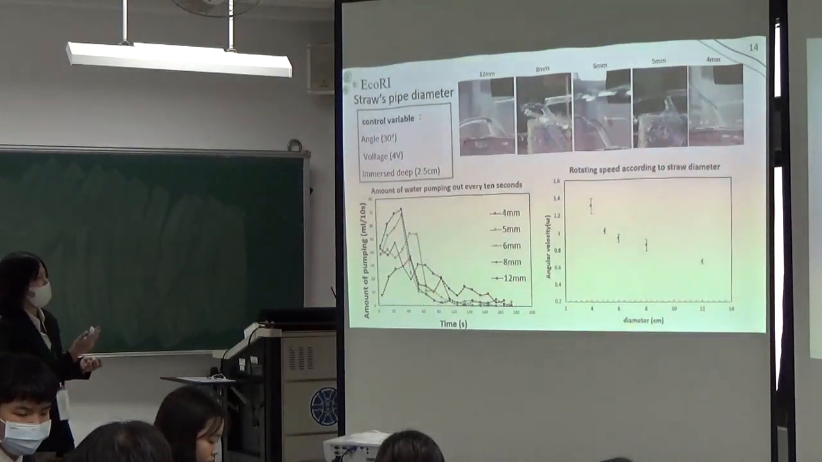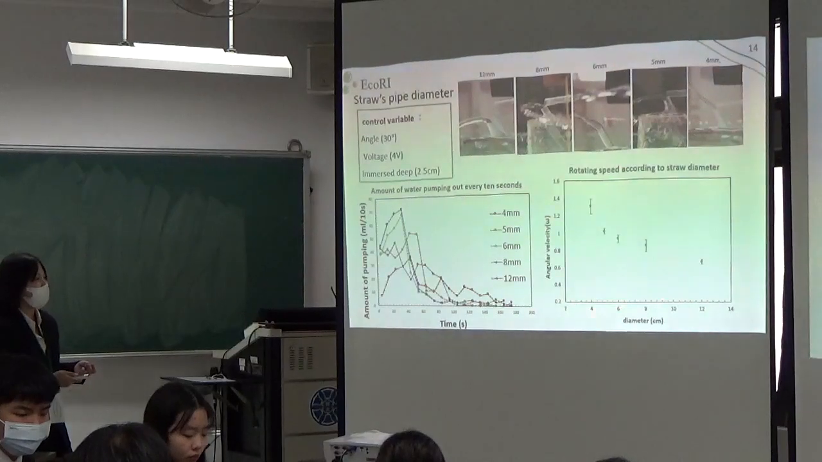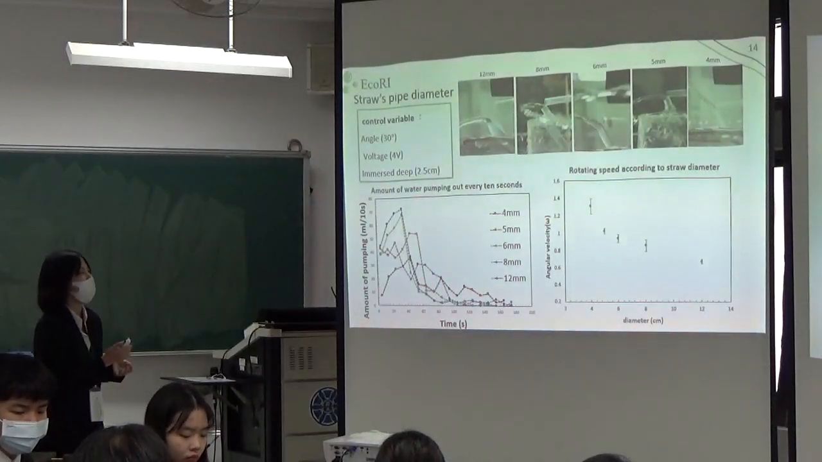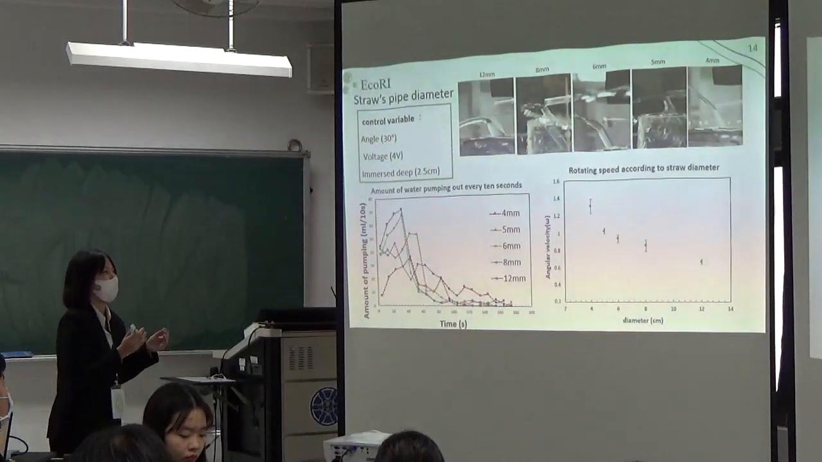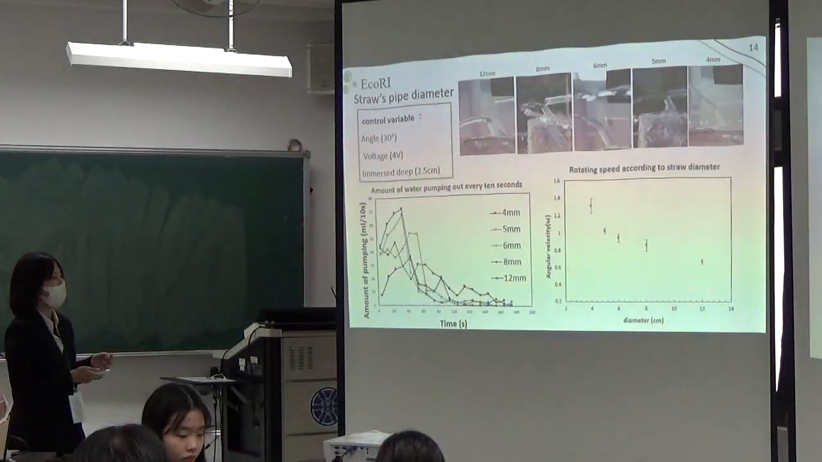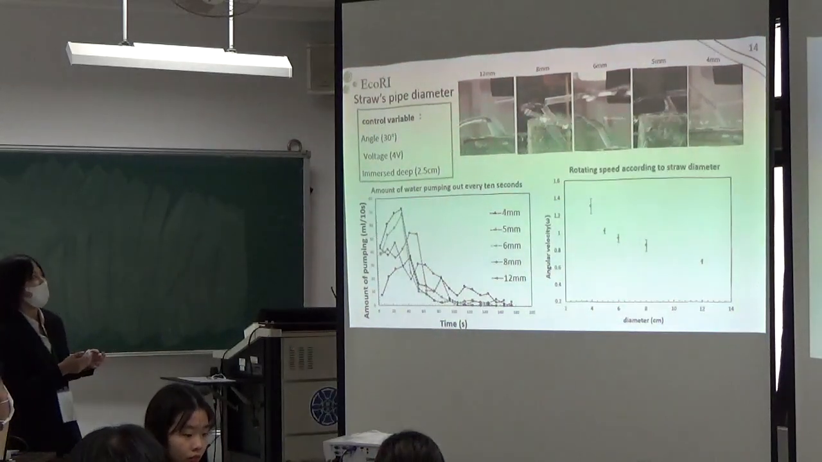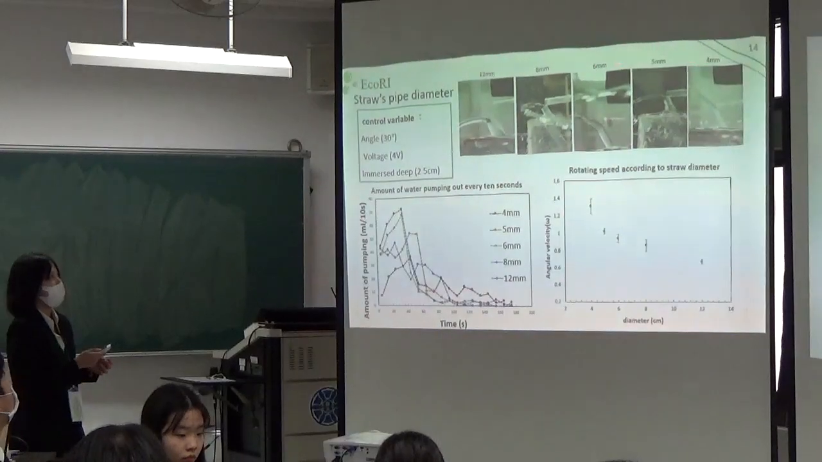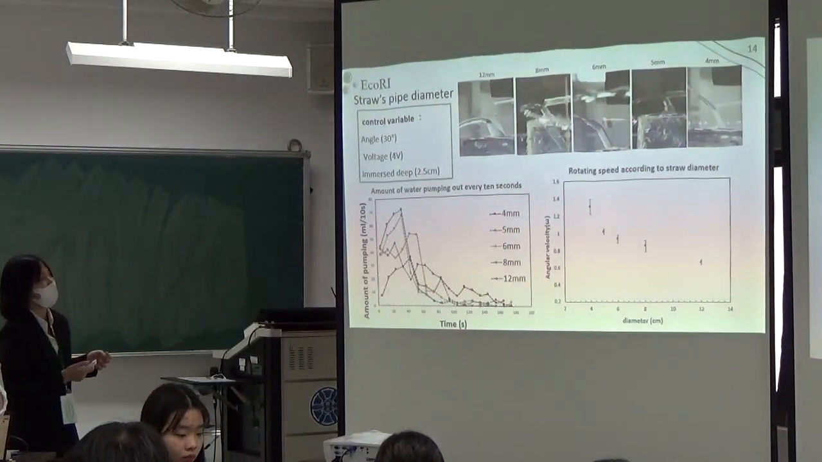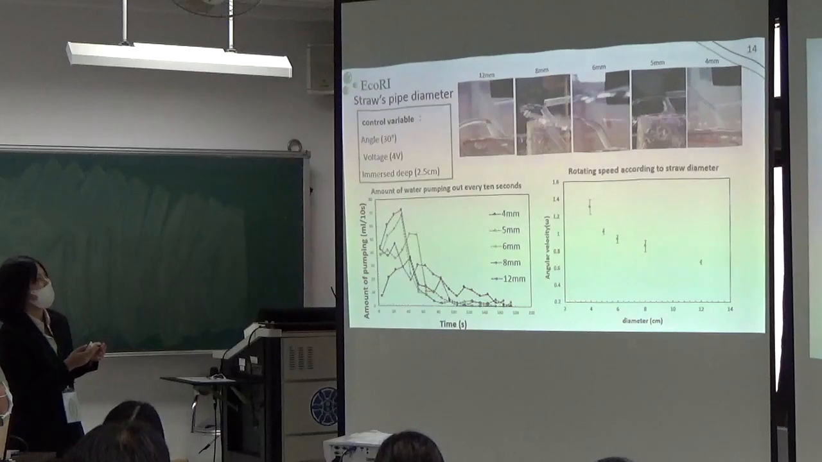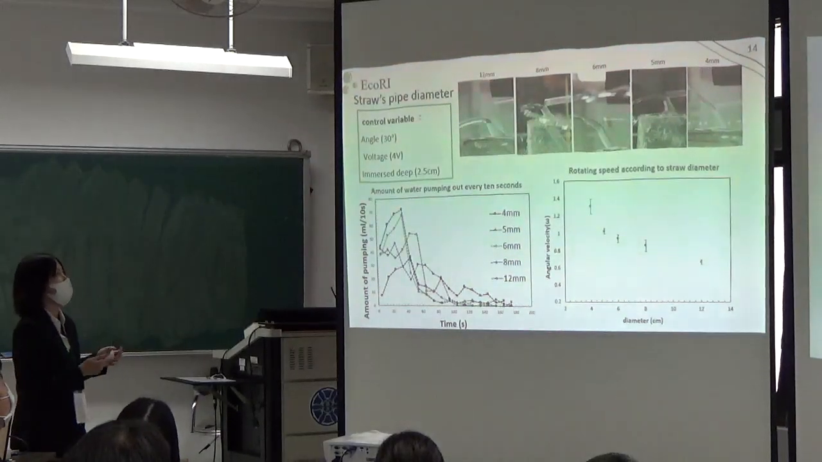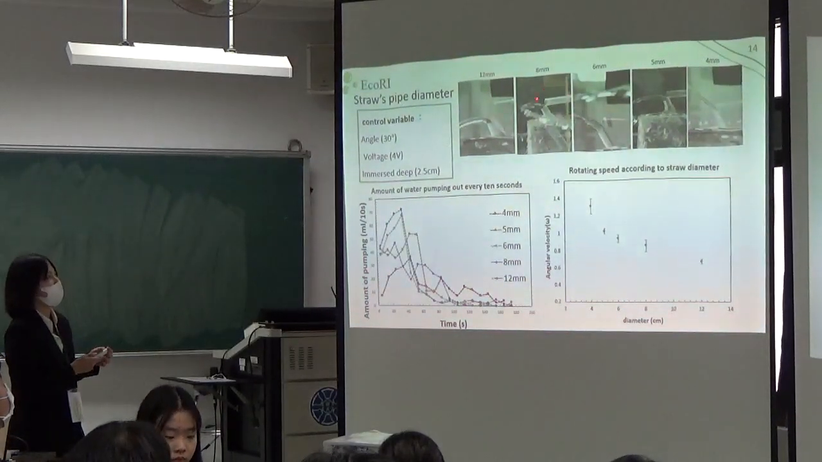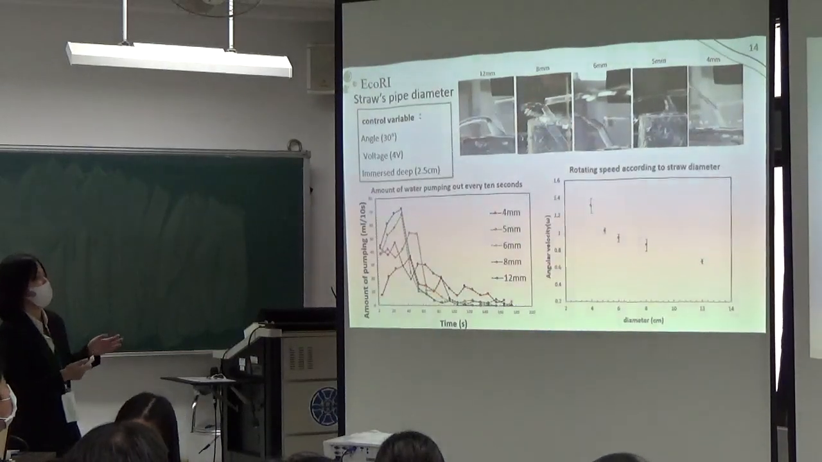And we can find in the right side picture that when the diameter increases, the angular velocity will decrease, because the water resistance increases as the diameter gets bigger. And we can see in these five pictures that from 4 milliliters to 8 milliliters, the water will fully fill the pipe of the stroke.